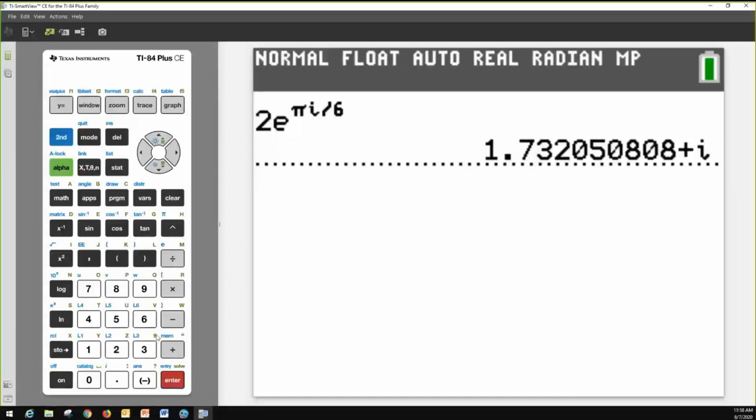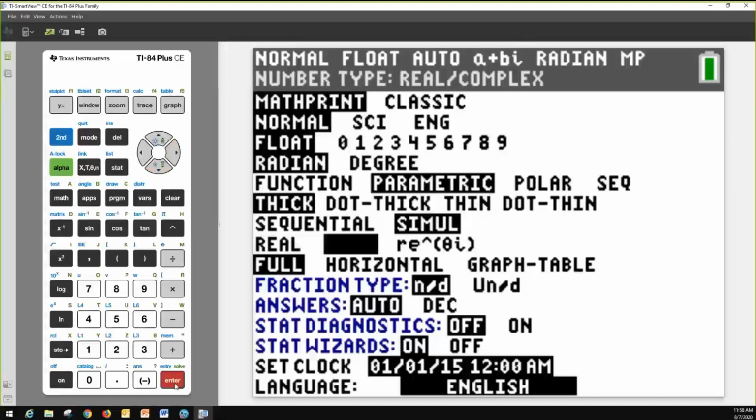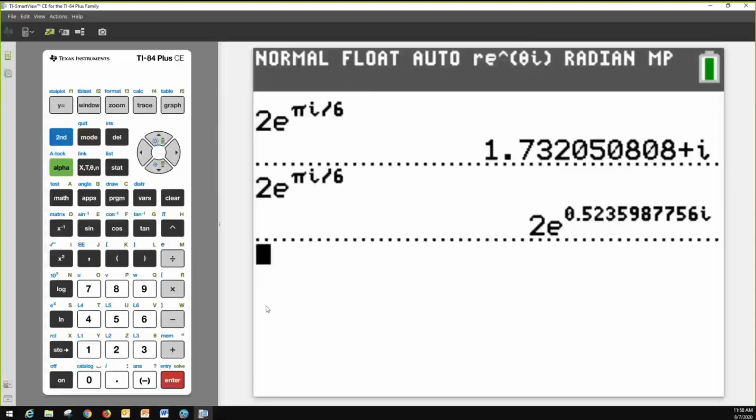Why does it do that? Because if I check on my calculator, it will default to rectangular form. But if I tell it to write it in polar form, it'll leave it in our cis format, or r e to the i theta. So now if I go back and just press enter, you can see it's leaving it in this form. But we need to calculate that value to the power of 7.